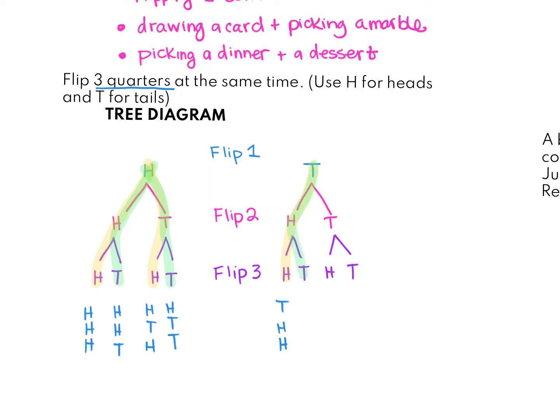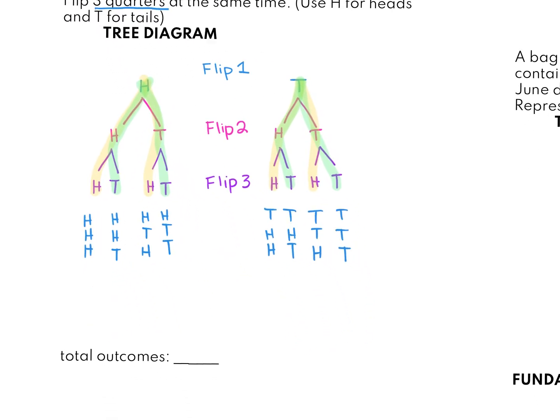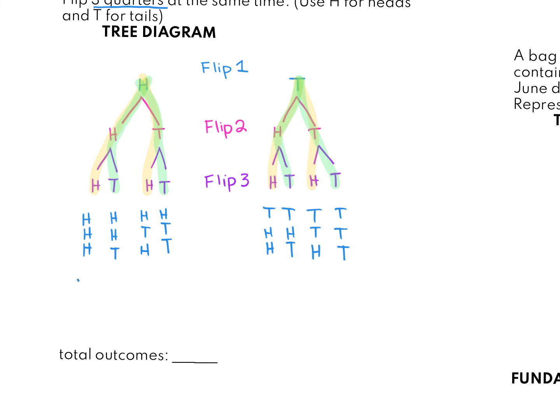I have tails, heads, tails. Tails, tails, heads. And then last but not least, I have tails, tails, tails. So here's our sample space, the total number of outcomes. We have 1, 2, 3, 4, 5, 6, 7, 8. So there's 8 total outcomes for this.